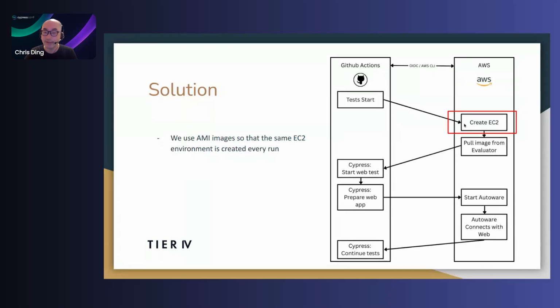And we'll create the EC2. The first thing we do is create the EC2 on AWS. EC2, for those of you not too familiar with AWS, is just a cloud computer. And we create the EC2 with AMI images and launch templates so that the exact same environment, the exact same computer, with the exact same network configurations and everything is created every single test.